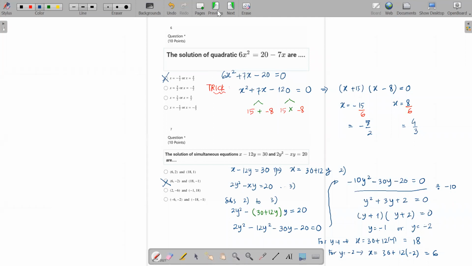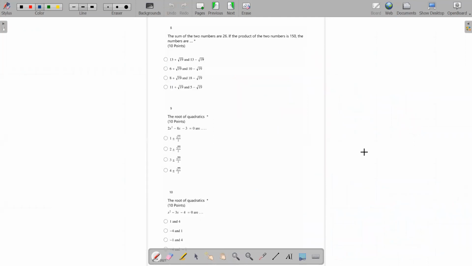Okay, let's go to the next example, the next problem. The sum of the two numbers is 26. The product of the two numbers is 150. So what are the numbers? First, you are given the sum, so x plus y. Let's say the two numbers are x and y, and therefore x plus y is 26, but x multiplied by y is 150. Okay, so here you will get the numbers by substituting.